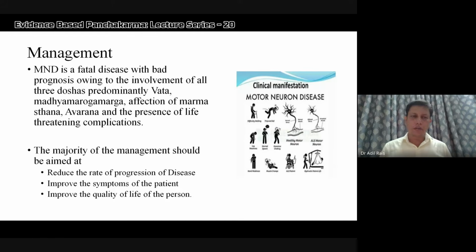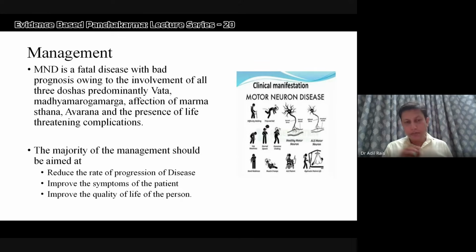Now, coming to the management of the disease, modern medical science has only one drug. So what we can see is that MND is a fatal disease with bad prognosis, owing to the involvement of all three doshas predominantly. Vayu, Madhyam Rog Marg is affected, affection of the Marm Sthan is present, Avaran and life-threatening complications are present. So the majority of the management should be aimed at reducing the rate of progression of the disease. If we are able to check the rate of progression, then in itself it is a very big achievement. Improving the symptoms of the patient is the second stage.